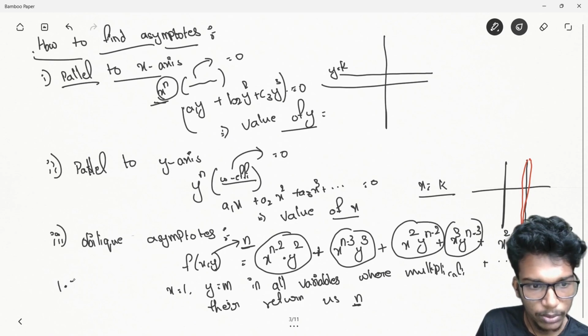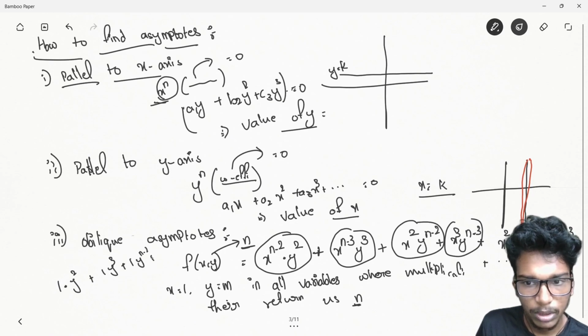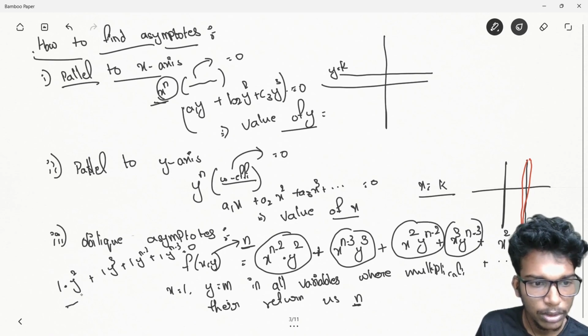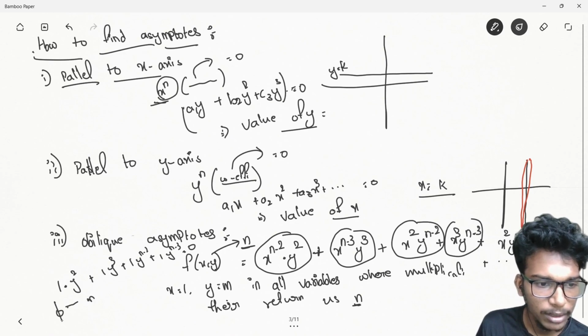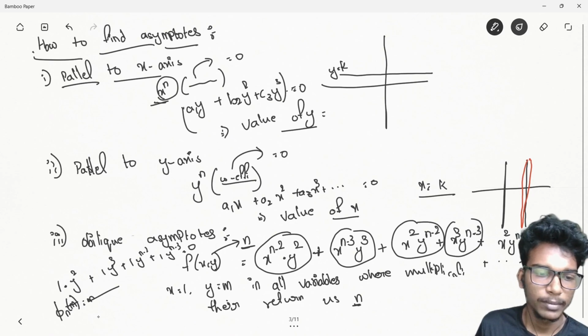First, 1 into y square plus 1 into y cube plus 1 into y power n minus 2 plus 1 into y power n minus 3 equal to 0. Here we said that y equal to m. We will get a function of m. Let it be phi n of m, we will get a function of m.